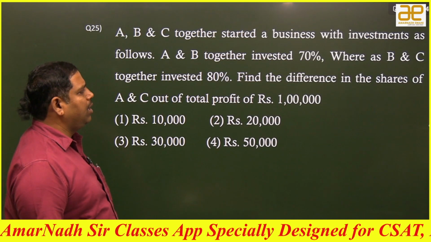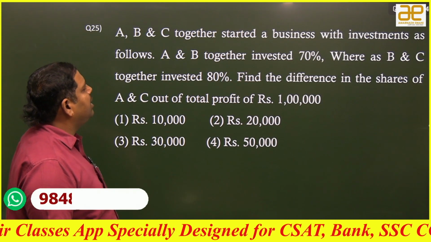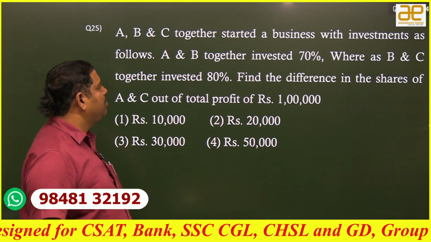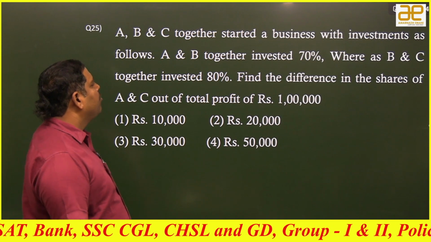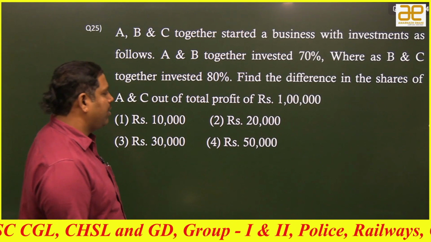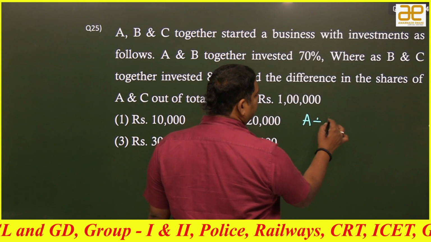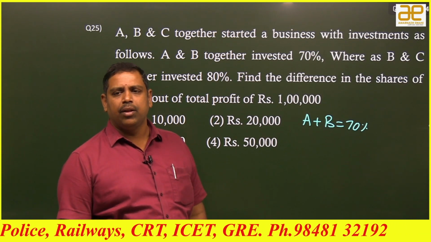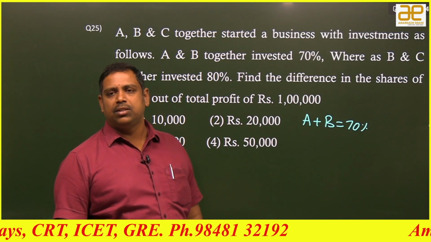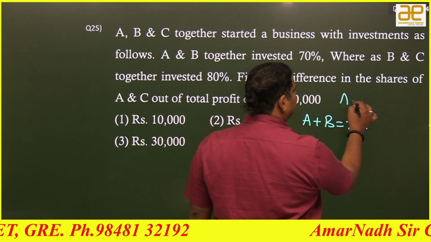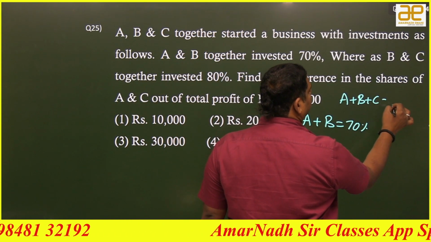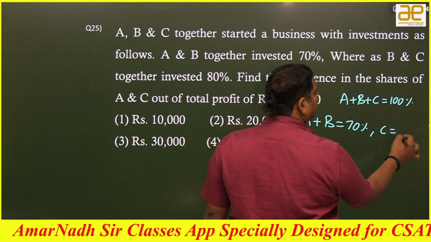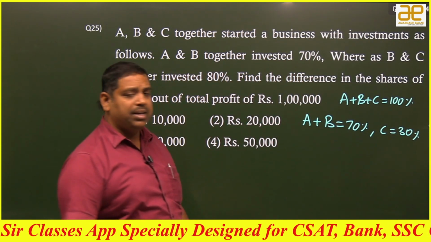Right. So this is a funny question here actually. A, B and C together started a business with investments as follows. Okay, all the 3 members together started the business and the investments are as follows. A and B together invested 70%. Actually what we can observe from this is that the total investment is 100%. Means A, B, C all the 3 together is 100%. In that, AB is 70% means C is 30%. The investment of C is how much? 30%. Okay. Means like that we can calculate.